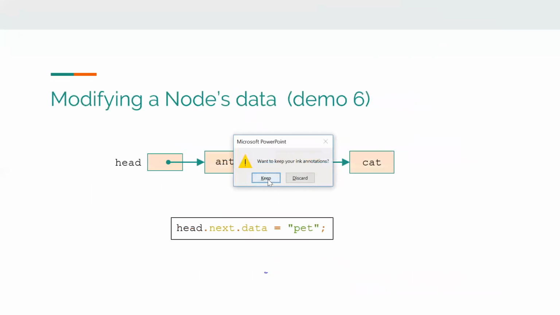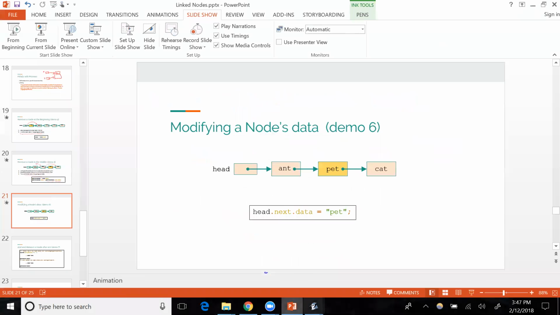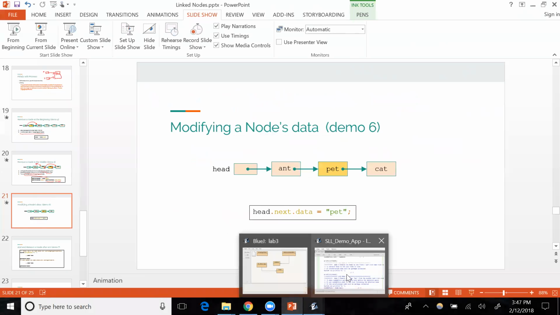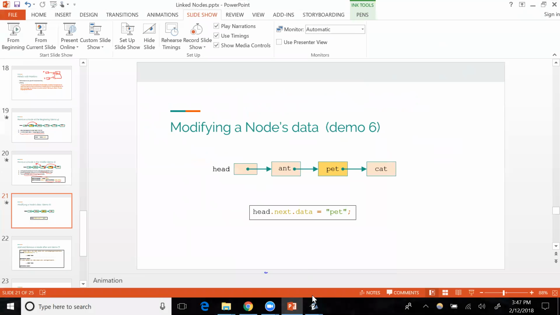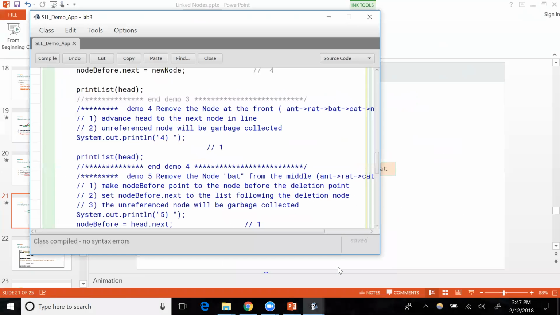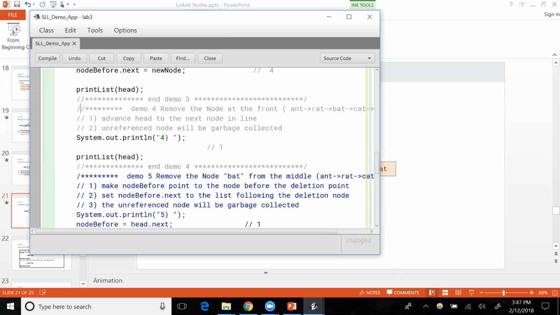So let's do those two. This will be demo 3 and 4, I think. Demo 4, I guess. So advancing head to the next node. We just say head equals head.next.